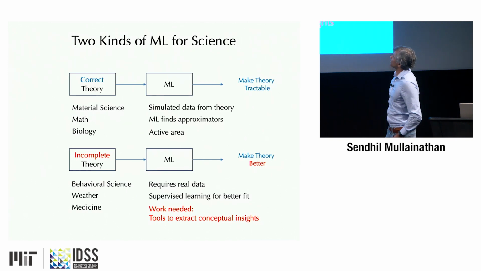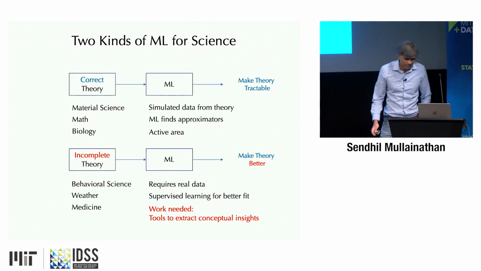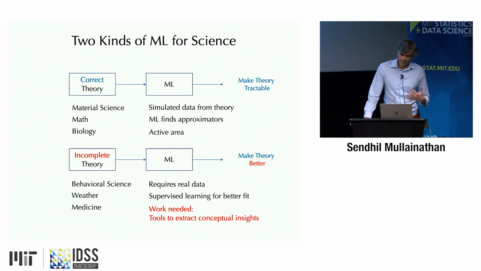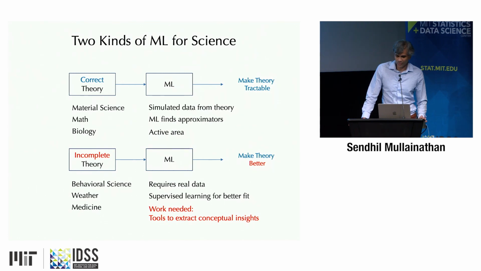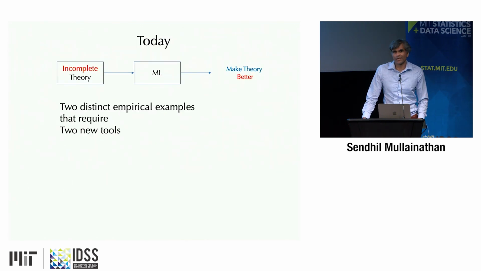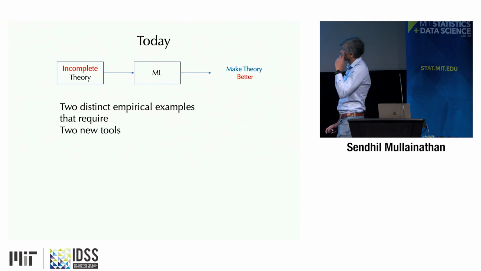And so these two branches of kinds of ML for science, for me, it was helpful to see the distinction. Everything I'm going to talk about is in the second category. And I will give you two distinct examples in that second category where they're sort of empirical examples, and they have an important distinction. They both involve human behavior, but that distinction means there are two very different tools needed.